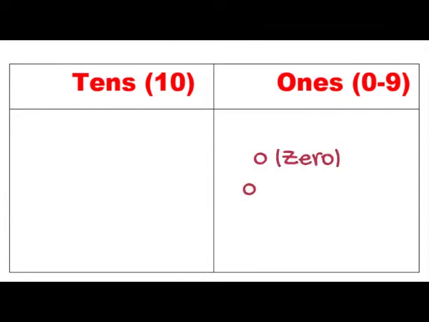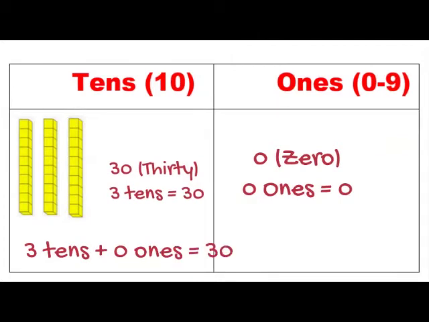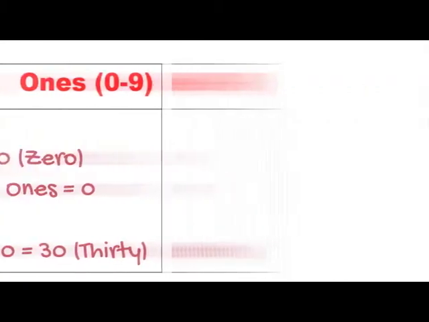So in the ones column, here we have 0, 0 ones is equal to 0. And in the tens column, there are 3 blocks. So that makes it, correct, 30, THIRTY, 30. So 3 tens is equal to 30. And how do we write that? 3 tens plus 0 ones is equal to 30 plus 0 is equal to 30. THIRTY, 30 is the number name and 30 plus 0 is the expanded form.